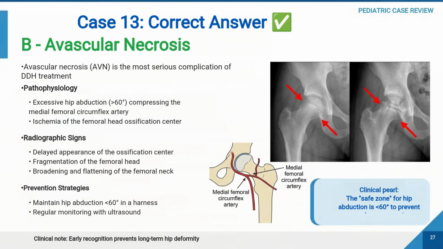Radiographic signs include delayed appearance of the ossification center, fragmentation of the femoral head, broadening and flattening of the femoral neck, and irregular bone density patterns. Prevention strategies include maintaining hip abduction below 60 degrees in the harness, regular ultrasound monitoring, and discontinuing the harness if reduction fails after 3 to 4 weeks.